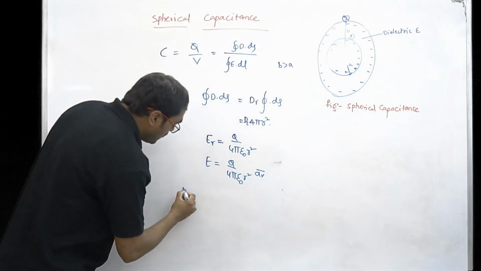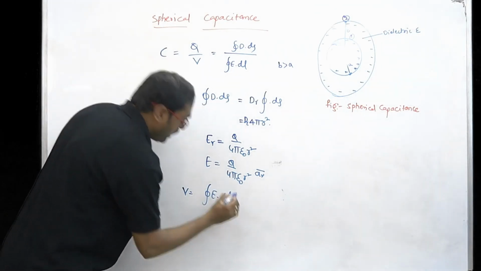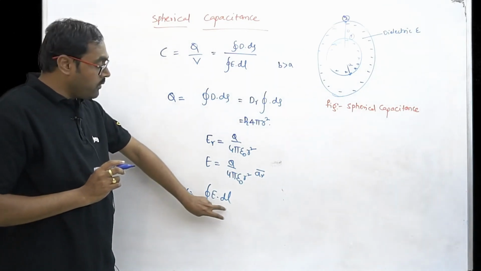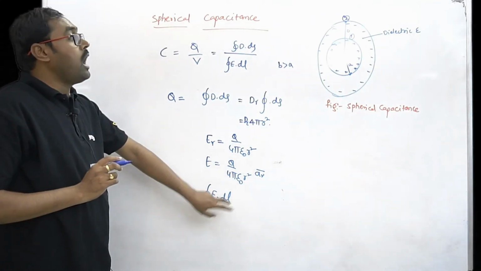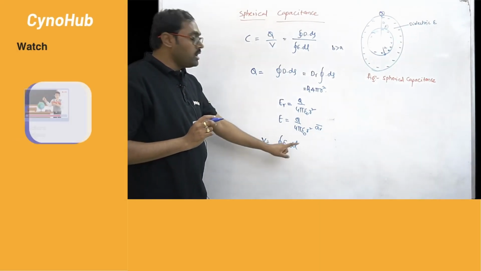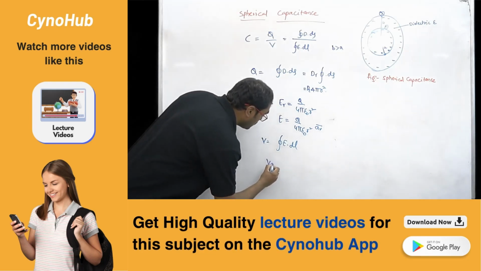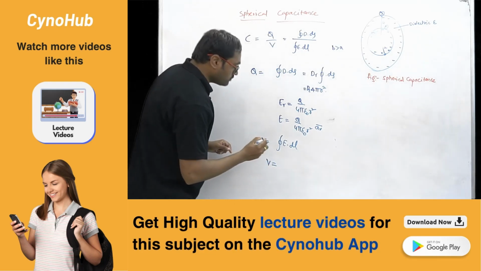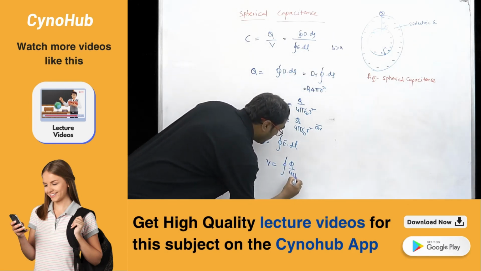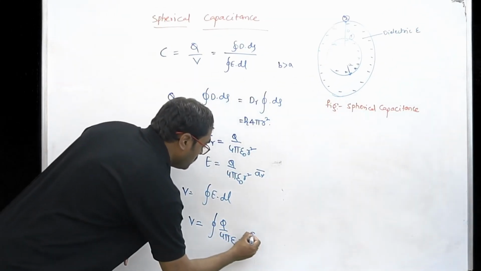Now V is equal to the integral of E dot dl. Here the differential length we will also take in the R direction. Why? Because E is in the R direction, so E dot dl is also in the R direction. That's why we get V equal to the integral of Q by 4 pi epsilon naught into R square into dr.